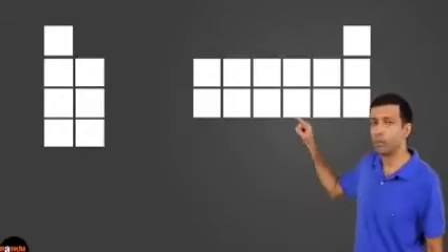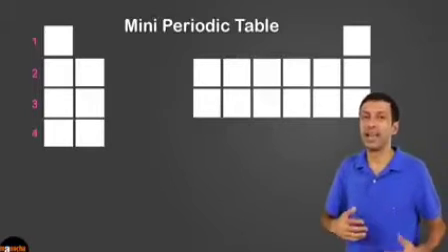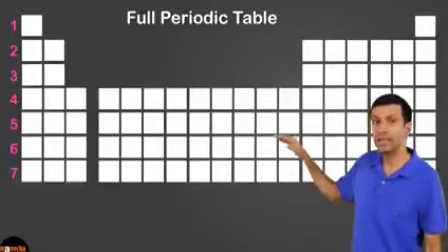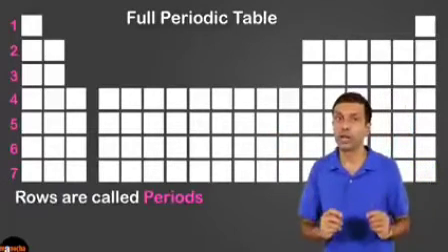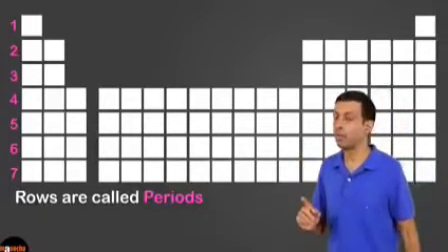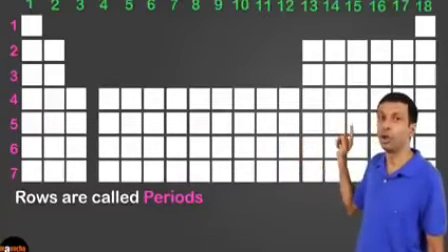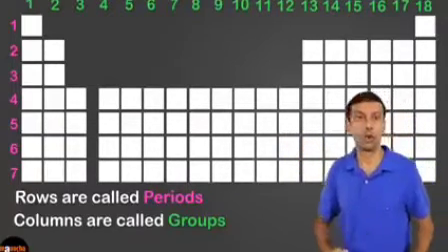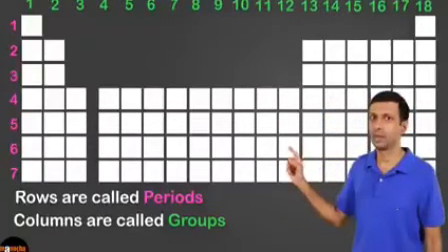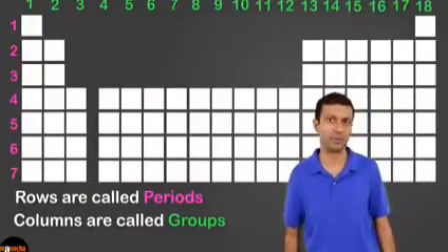First, let's start by numbering the rows. So it's going to be 1, 2, 3 and so on. In our mini periodic table, we have only 4 rows. But the full table has 7 rows. Rows are called periods. So these are period numbers. Similarly, we can number the columns. So the column number is going to be 1, 2, 3 and all the way up to 18. Columns are called groups in the periodic table. So these are our group numbers. There is a different numbering scheme for groups as well, but we'll look at that later on in the video.